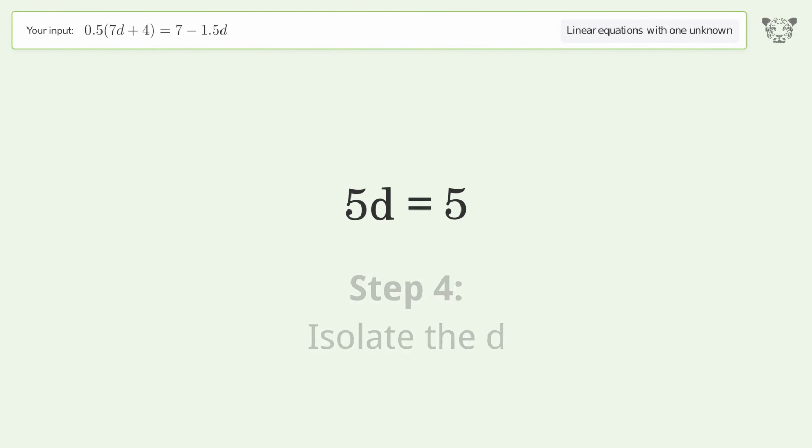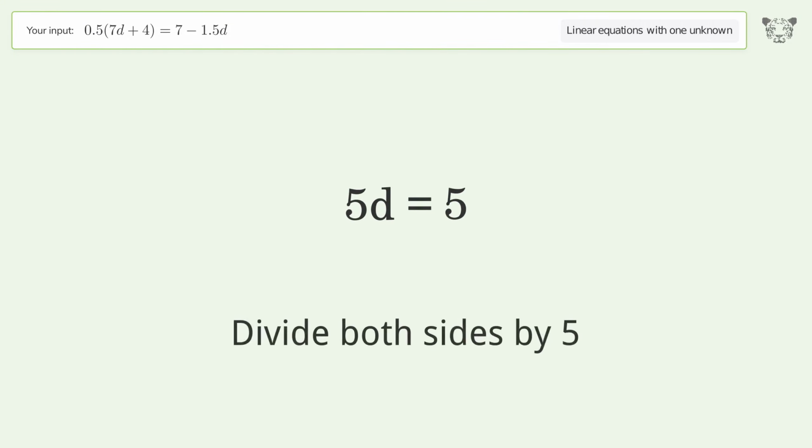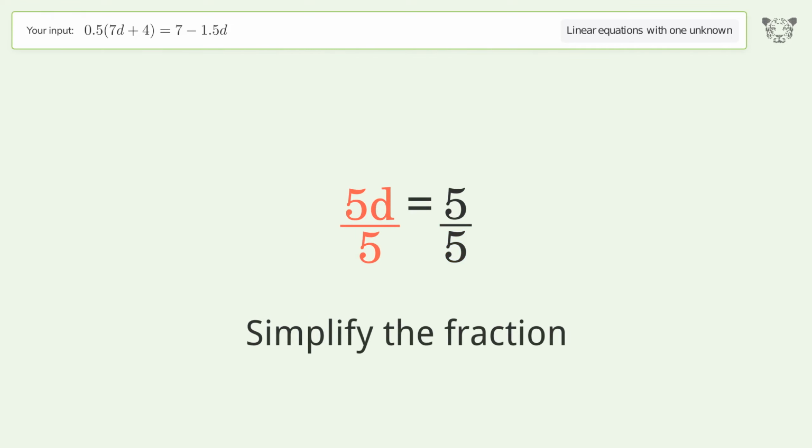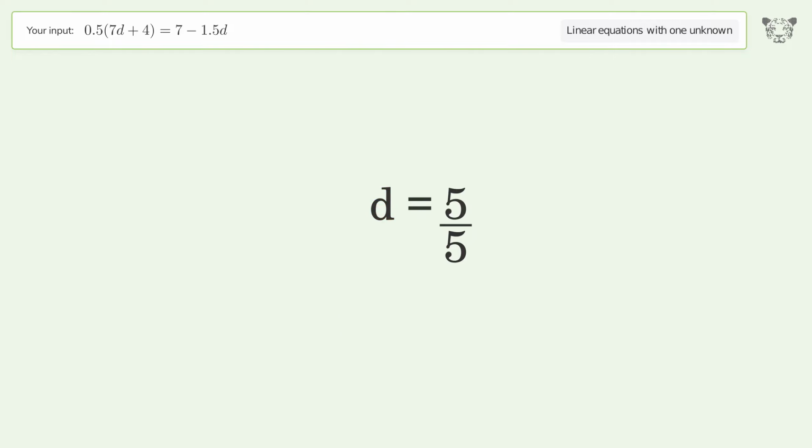Isolate the d. Divide both sides by 5. Simplify the fraction. And so the final result is d equals 1.